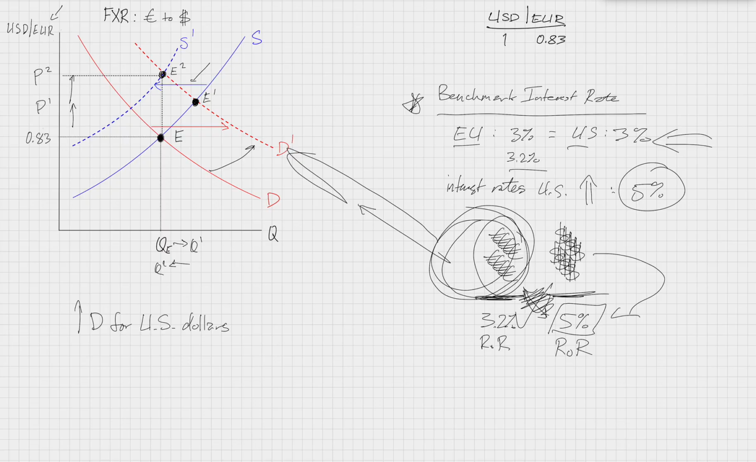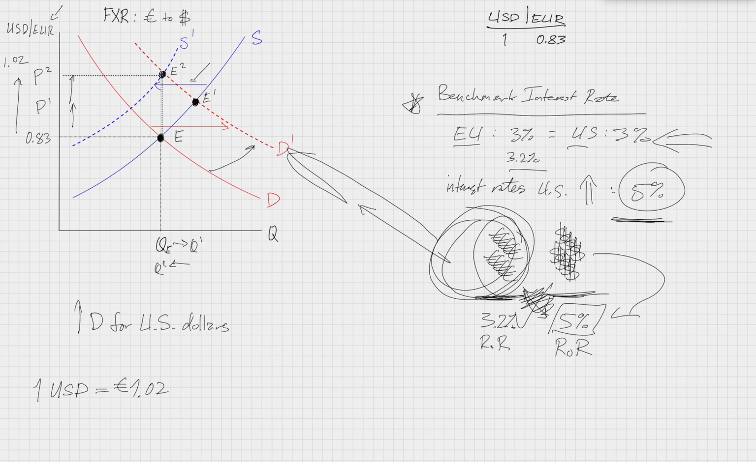So now we have a higher price for US dollars in euros. Perhaps it's almost 1 to 1. Why don't we say it's like $1.02? And when I say $1.02, what does that mean? Well, that means 1 US dollar will get you 1.02 in euros.